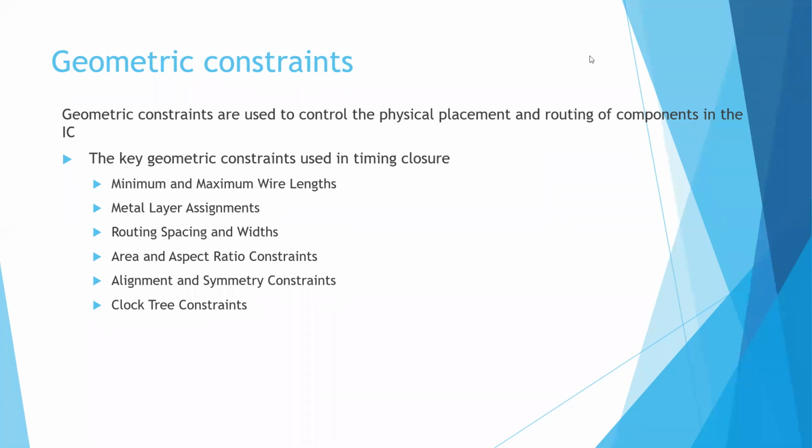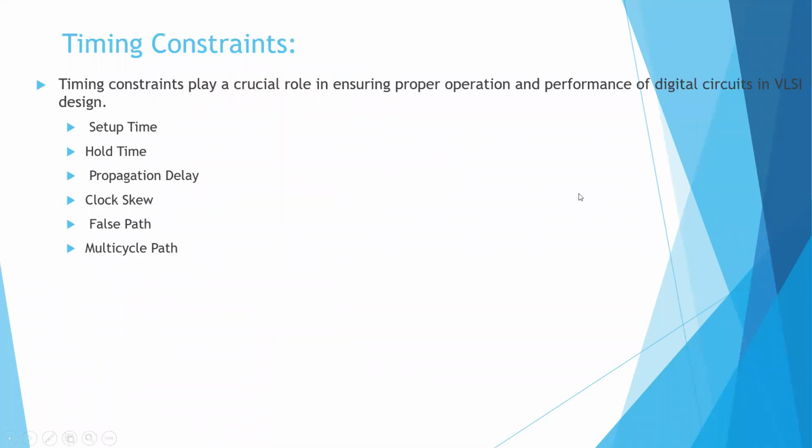And next, let us go to the other type of constraint, that is timing constraints. Timing constraints play a very important role. Out of that, we have our main constraints listed over here. There are many other constraints also, but a few are listed over here. Timing constraints play a crucial role in ensuring proper operation and performance of digital circuits, such as setup time, hold time, propagation delay, clock skew, false path, and multi-cycle path.